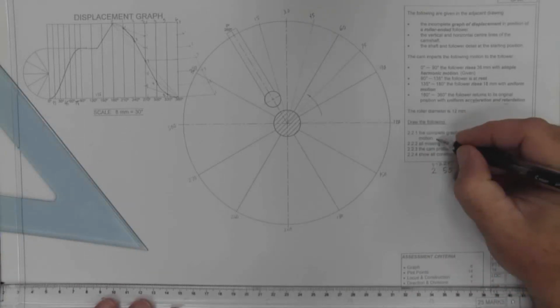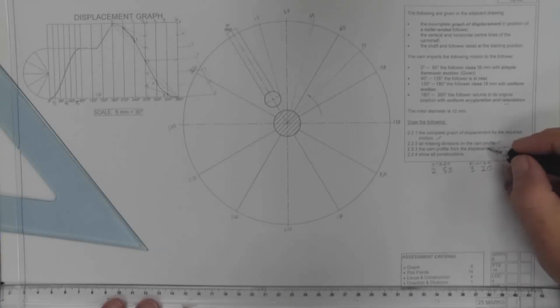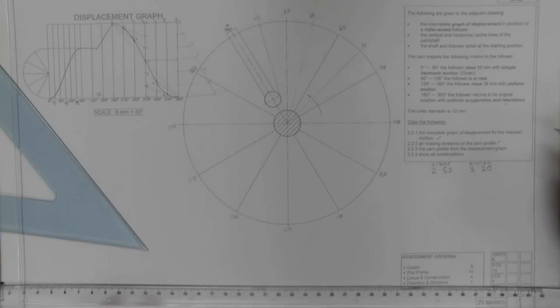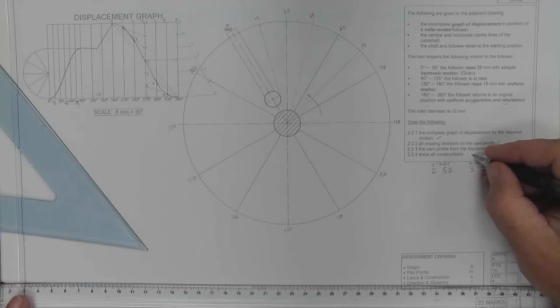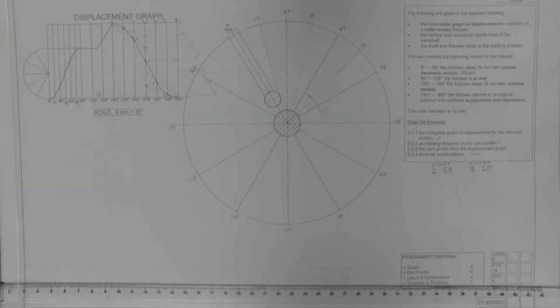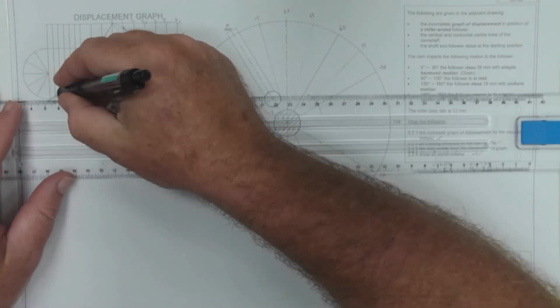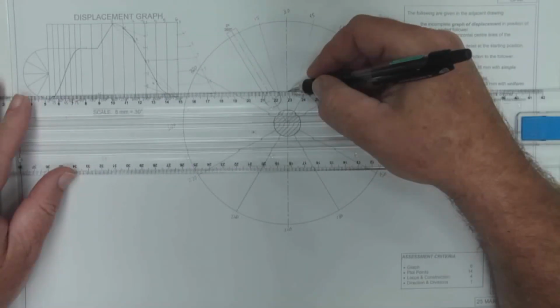Okay, so we've done that aspect. We've put in the missing divisions. Now we must do the cam profile from the graph. Okay, and we've done our 2 constructions here, so we've got that. So we're just finishing the profile. So let's project our points across now. So here, remember we're going to project only a couple of points.